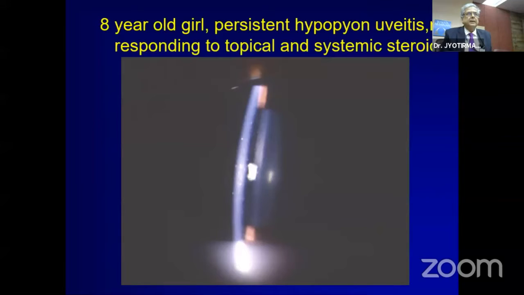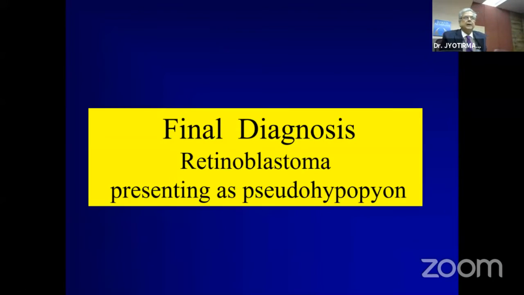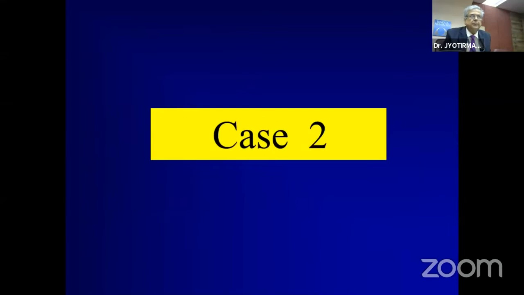First case is a case which I saw about 20 years back, an 8-year-old girl with persistent hypopyon uveitis, not responding to the topical and systemic steroid. At this point of time, I took help of my seniors who said, why don't you go into the anterior chamber and take the fluid. We did that, and we found basophilic cohesive cells with hyperchromatic nuclei and scanty cytoplasm. This is obviously a case of retinoblastoma. Final diagnosis was retinoblastoma, which presented as pseudohypopyon.